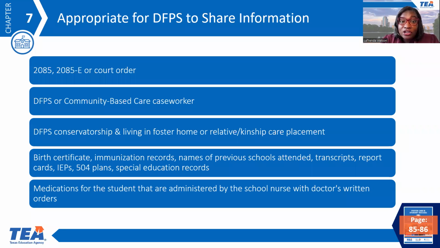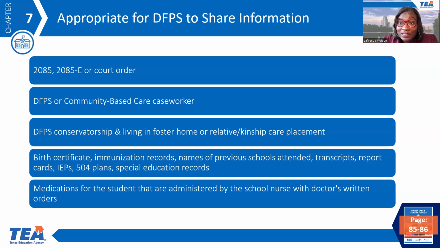The DFPS or community-based care worker's information is appropriate for them to share with you if you have any questions. Also, DFPS conservatorship and living in a foster home or relative kinship care placement. Any of those placements, they can share that information with you.